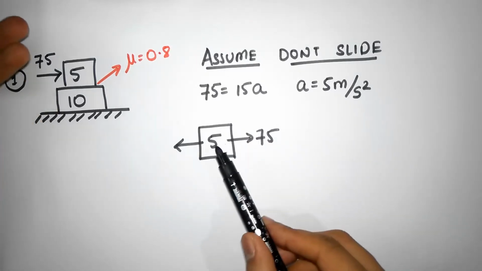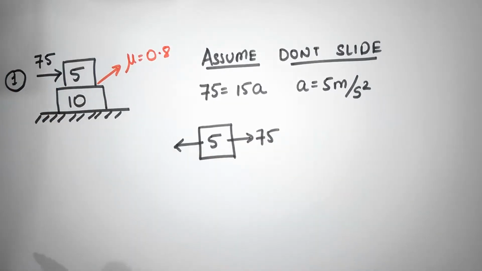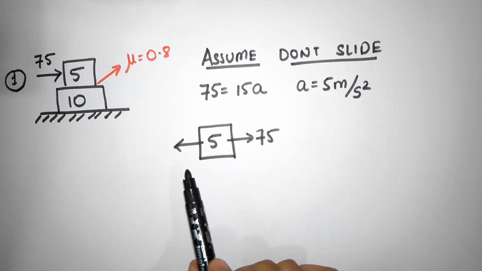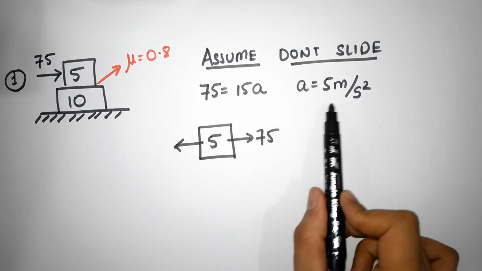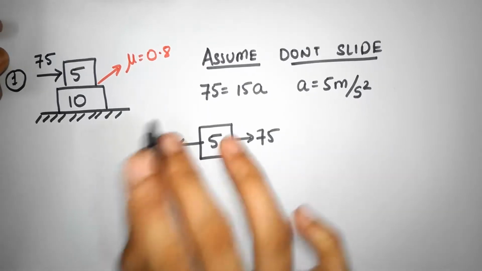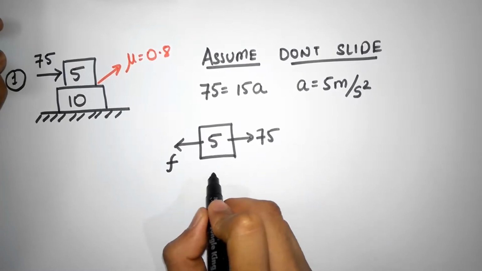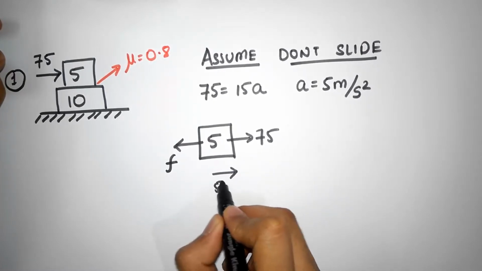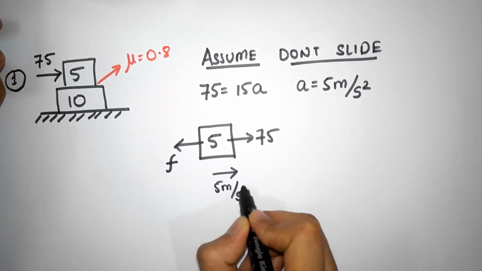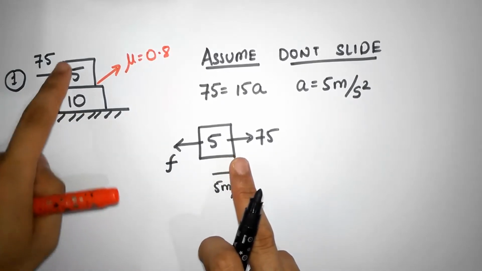If that much force is not needed, it would just self-adjust. So what we will do is first calculate how much frictional force is needed. Let's just write it down. There's going to be a frictional force over here, and the acceleration of the system is 5 meters per second squared. That's the situation for this block.